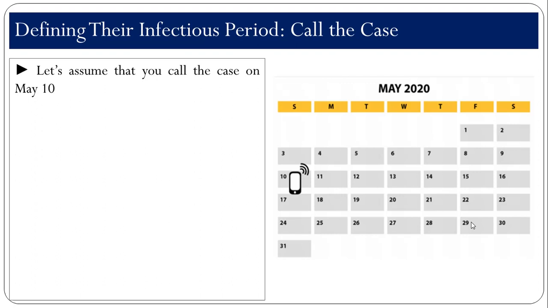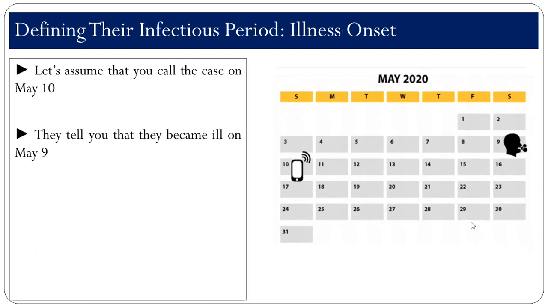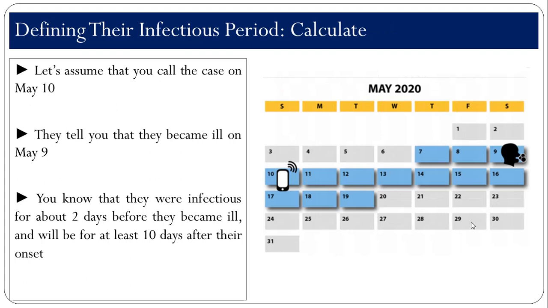Let us assume that you identify a case and you call them on the 10th of May. During the conversation with them, they tell you that they became ill on the 9th of May. So, now you know that they were infectious for 2 days before they became ill, and they will be infectious for at least 10 days after their onset.